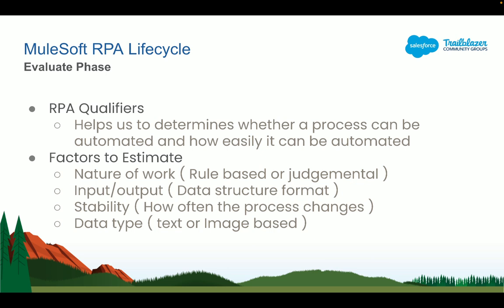Then we have your data types, whether we want to extract data from text or images, right? If it is text, it is more likely that your RPA can do it very easily. But if it is image based, it might be difficult up to some extent because there can be human handwriting where your RPA might not be able to extract the data from that image, right? So you have to think about these factors as well whenever you are evaluating your business process, whether to automate it using MuleSoft RPA or not.